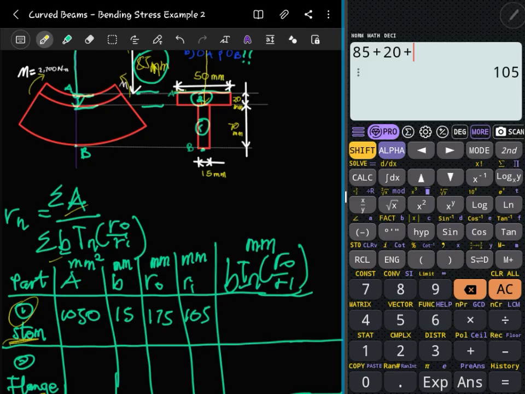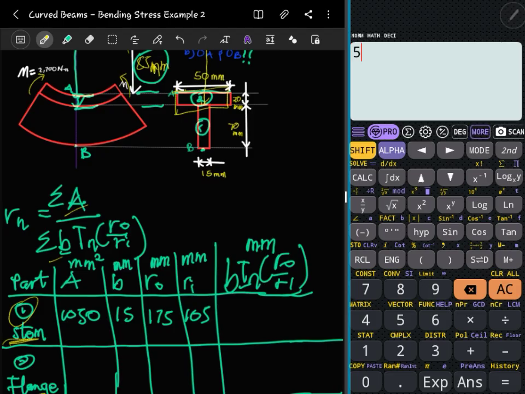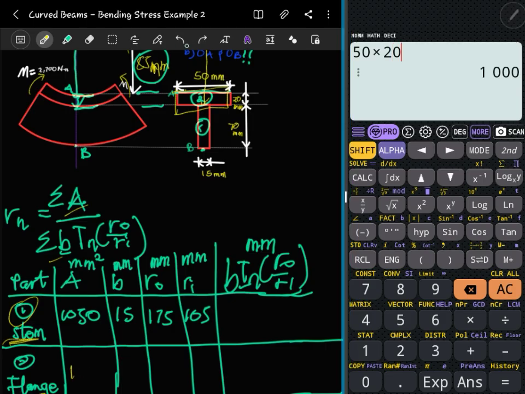Now move on to the flange. Now we are on this one. For the flange, the area will be the 50 by 20, right? 50 by 20. That gives us 1,000.